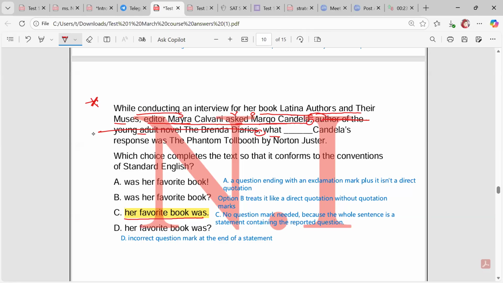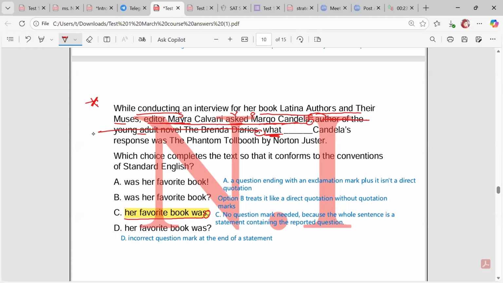Why, teacher, didn't you say what was her favorite book and put a question mark? Because it's a noun clause. This is a noun clause. It's a part of the sentence. I didn't start a new sentence asking. No, it's a part of a sentence. Maria asked Margot what her favorite book was, and put a period. Why didn't you, teacher, go for D? Because it's not a separate question.